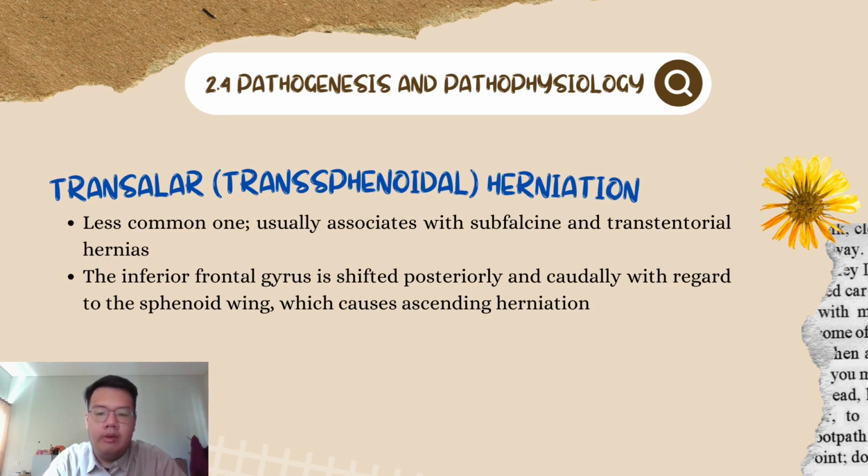The inferior frontal gyrus is shifted posteriorly and caudally with regard to the sphenoid wing, which causes descending herniation to happen. The displacement of the anterior temporal lobe anteriorly in the cranial direction across the sphenoid ridge results in ascending herniation. Ipsilateral anterior circulation stroke is caused by the displacement and compression of the middle cerebral artery or MCA and the supraclinoid internal carotid artery against the anterior clinoid process. The presentation will be continued by my colleague.